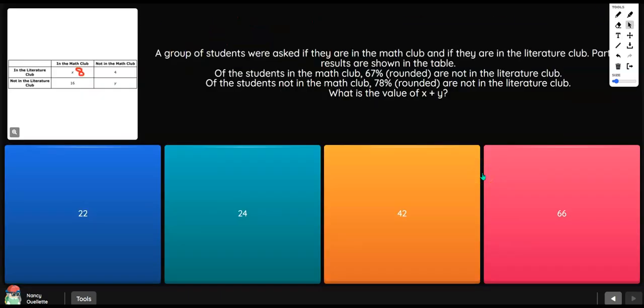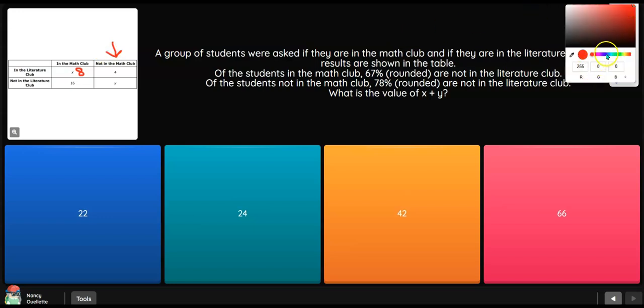All right, so X equals 8, and I'm just going to keep this table small so we can see the other part. The students not in the math club are in this column right here. Let me switch colors. They're in this column. Okay, so of the students not in the math club, 78% are not in the literature club, and that's this number right here. That means Y equals 78% of some number.